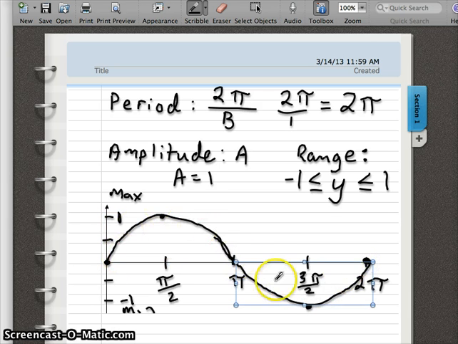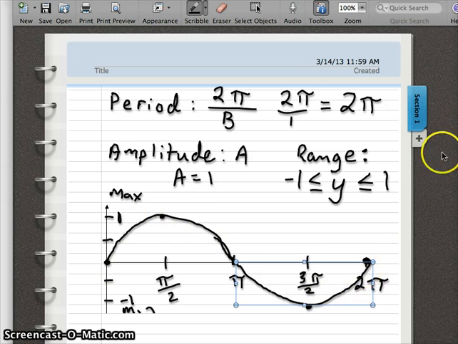It's a nice little curve, and it will always be the shape of a sine graph. This is called the sine curve. And the pattern will always be the same. It will always start at 0. At a quarter of your period, it will always be at the maximum. At half of your period, it will always be 0 again. And at 3/4 of your period, it will always be at the minimum. And it will always end at 0 again. So this pattern holds up every single time.